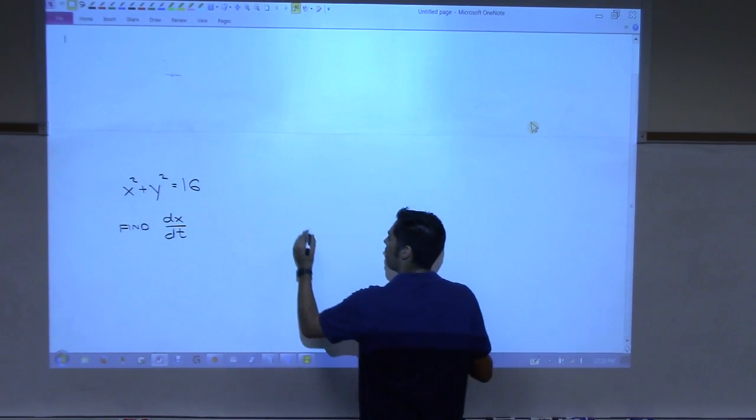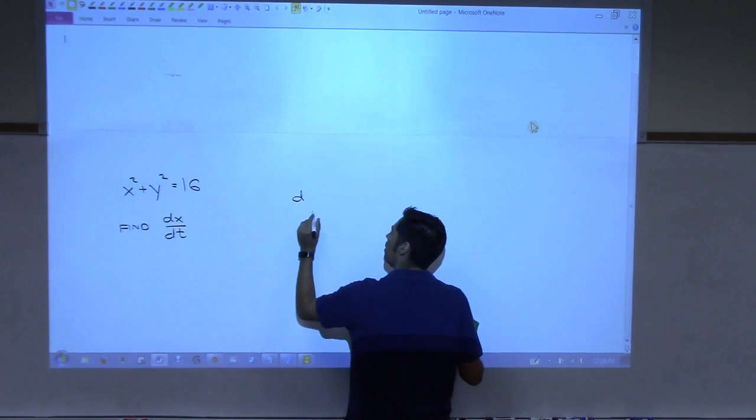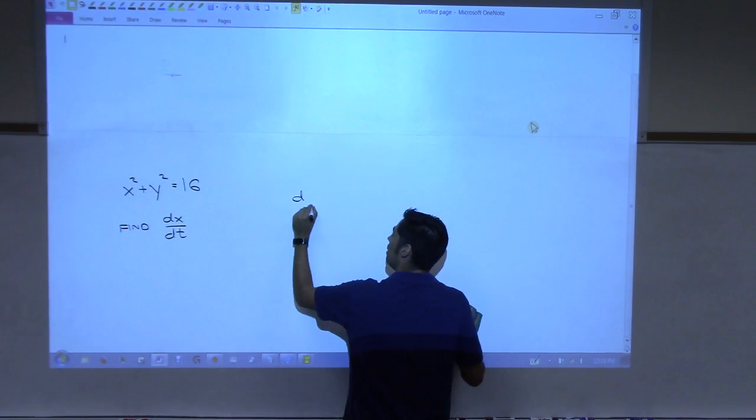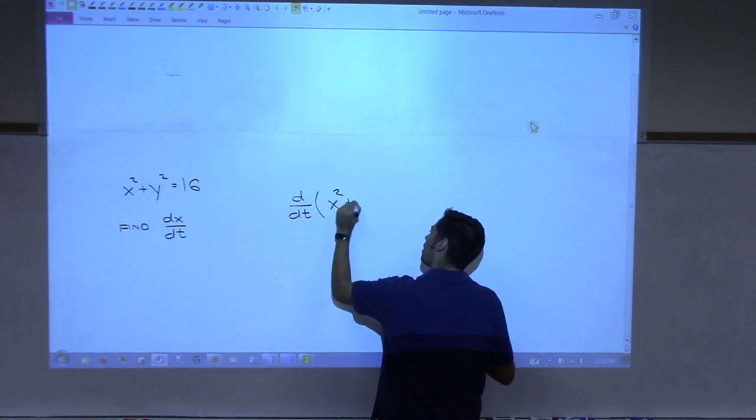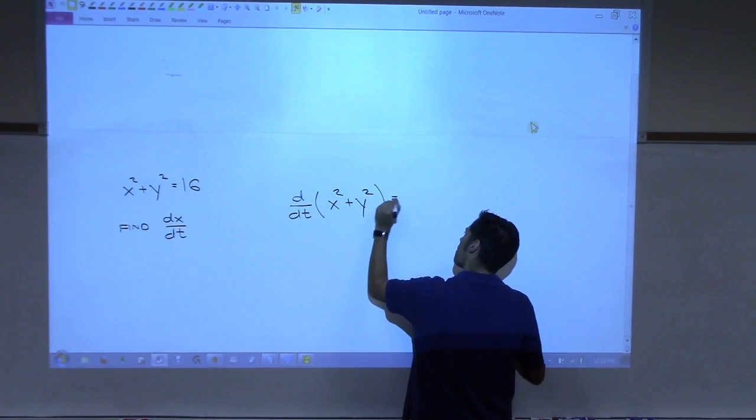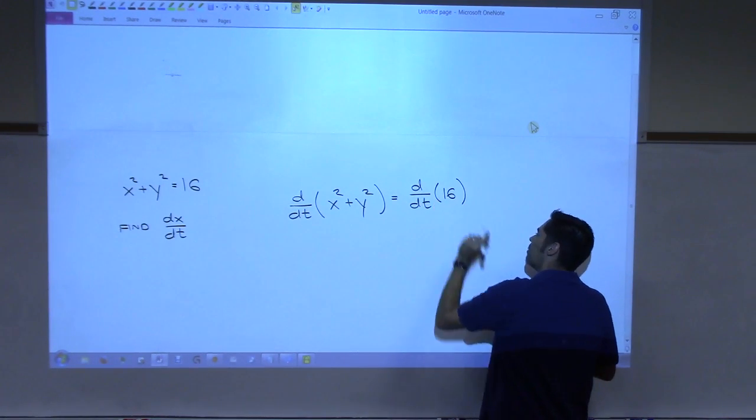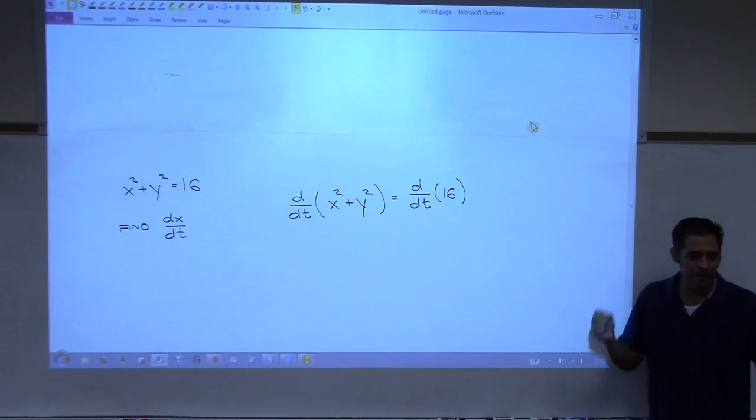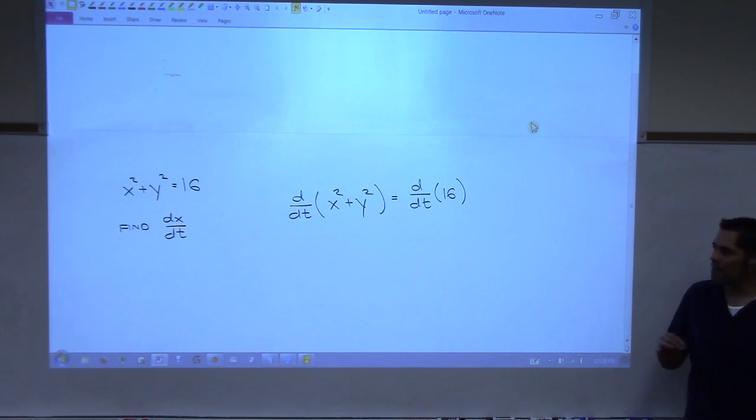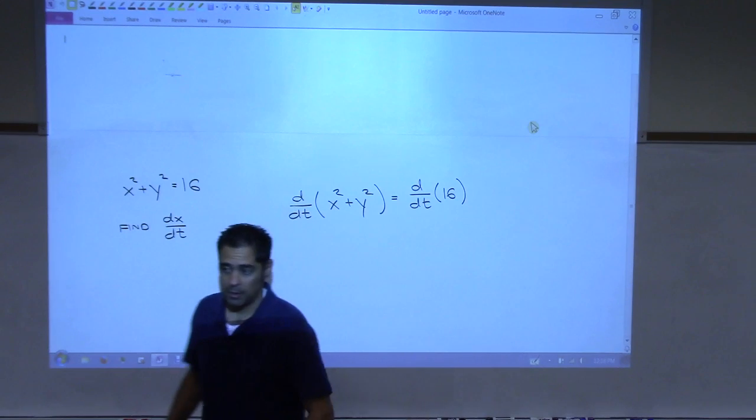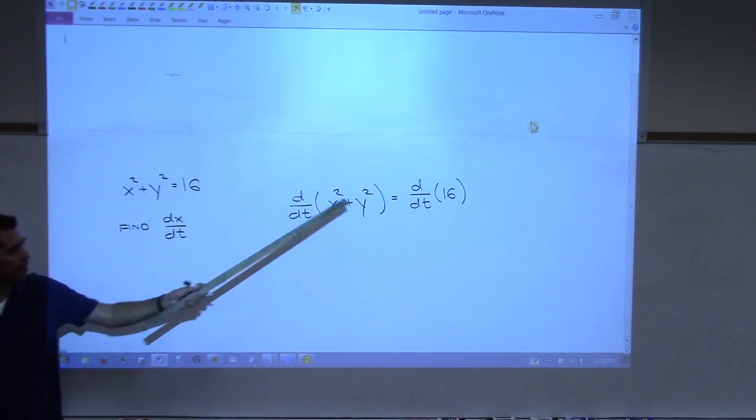So if I want to take the derivative, I want to do it with respect to what variable here? T. And I want to do this on both sides of the equation, just like I did before. Do you notice that the variable that we are differentiating with respect to does not appear in the equation? T does not appear in there?